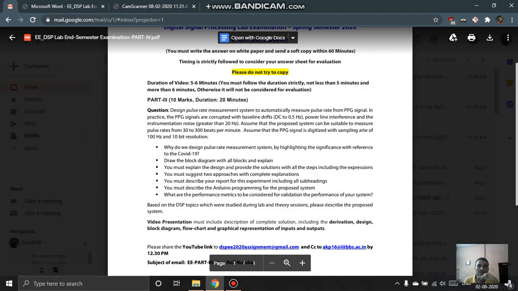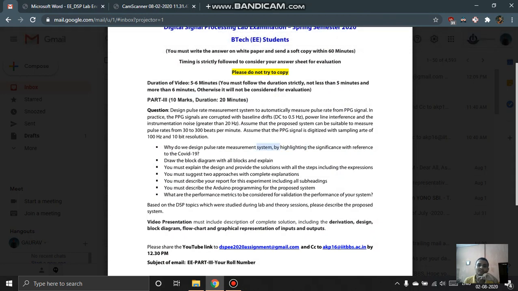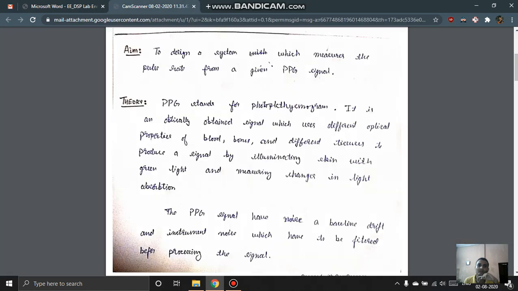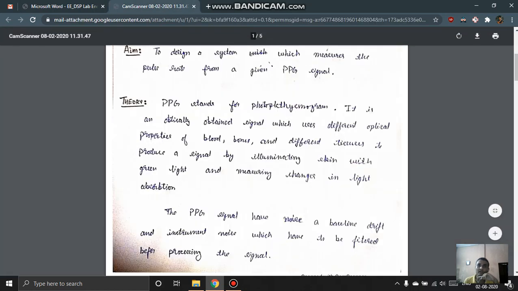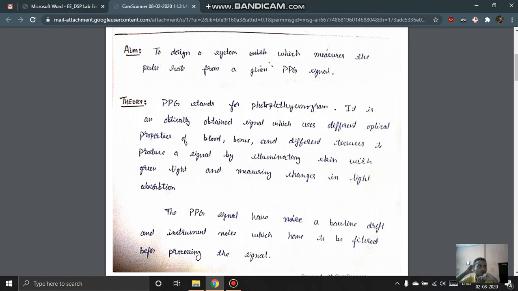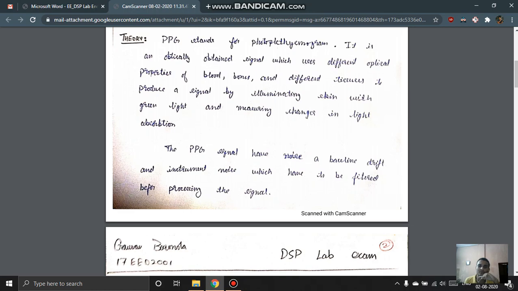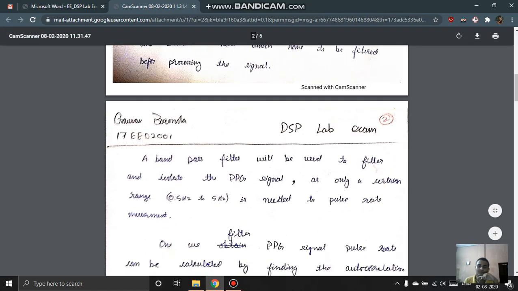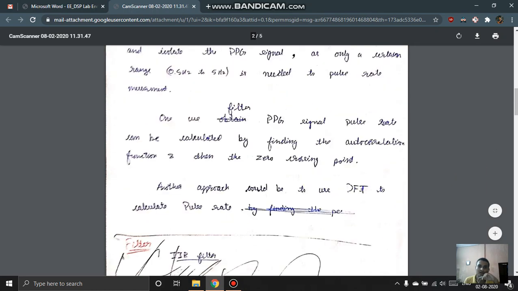Also, there was a question about its significance with reference to COVID-19. PPG sensors are very readily available and inexpensive. So it can provide a very scalable solution, as we are going through a pandemic, because we can mass produce PPG sensors very inexpensively, and it is very easy to apply on a large scale.